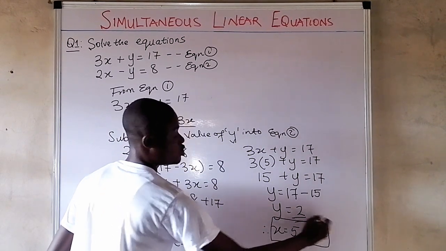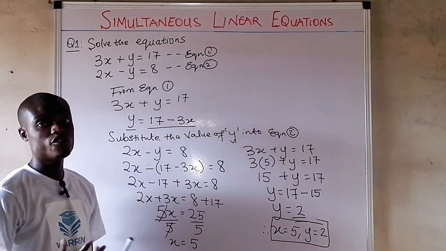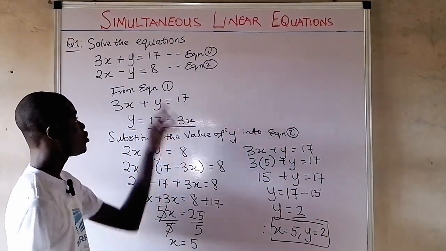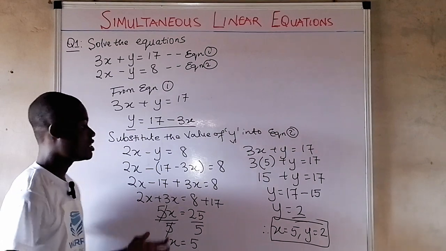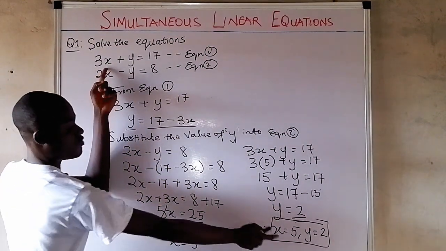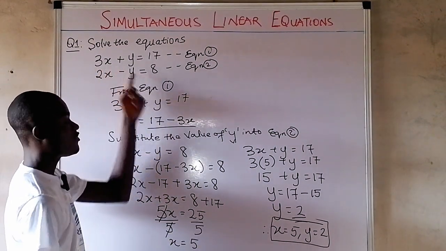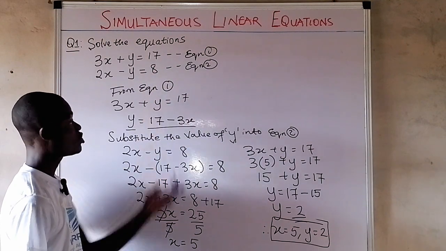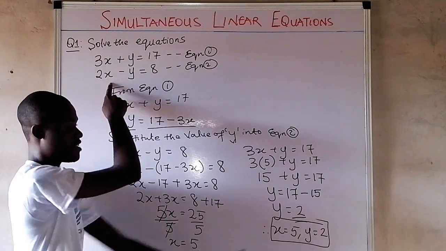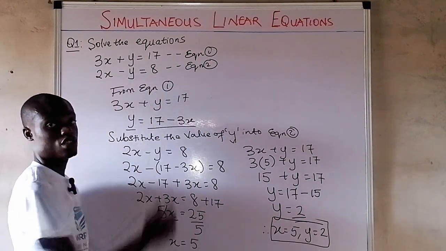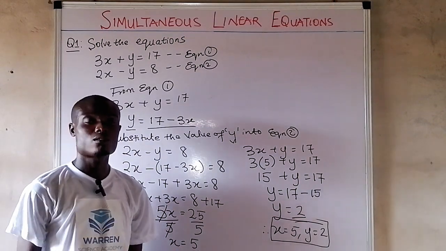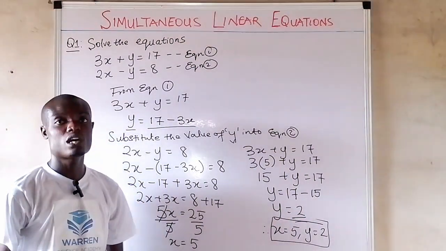So when you have done this, you can always verify if you are correct. You can place these values into any of the equations and check if you are correct. For example, 3 times 5, which is x, is 15. 15 plus 2 will give us 17. And also in the second equation, 2 times 5 is 10. Then 10 minus 2 will give us 8. So when you are done calculating, you can always verify if you are correct.